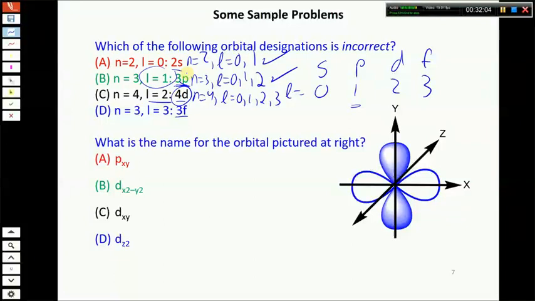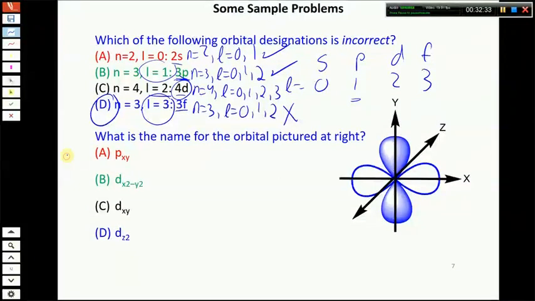And then finally the last one, N equals 3. L can be 0, 1, or 2, as we saw earlier. It cannot be L equals 3, so this one is going to be the correct answer. That's a disallowed combination of N and L, 3 and 3. It would be called 3f if it existed, but it doesn't exist at all, because in order to have an f orbital, or L equals 3, N has to be at least 4. So again, just rehashing those rules.